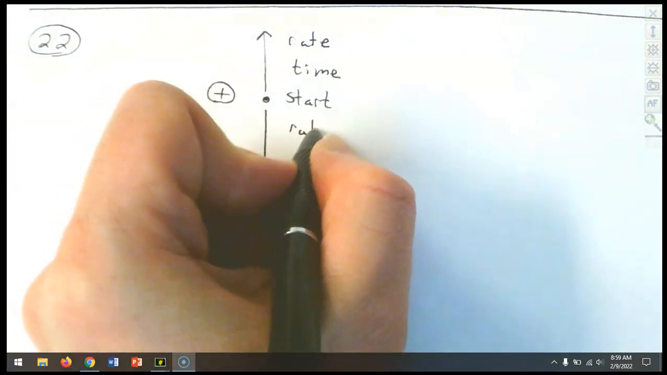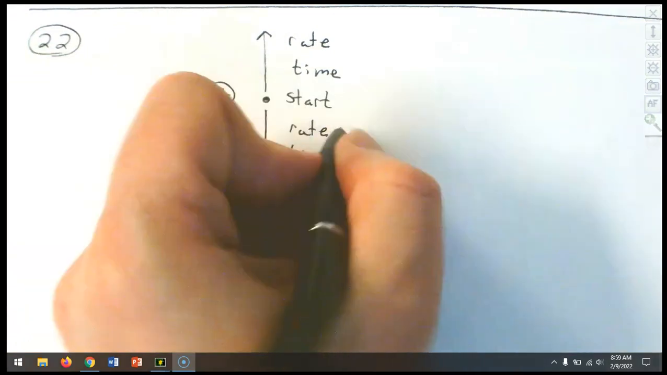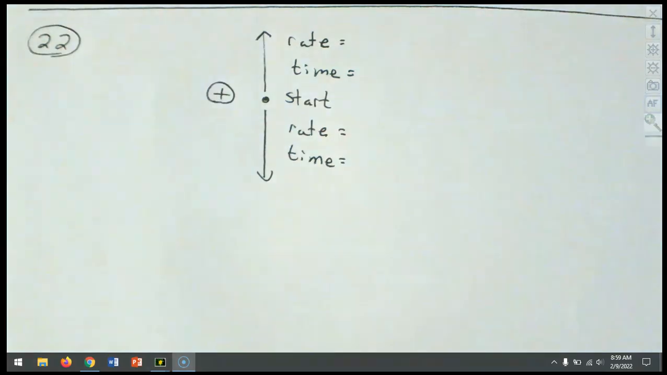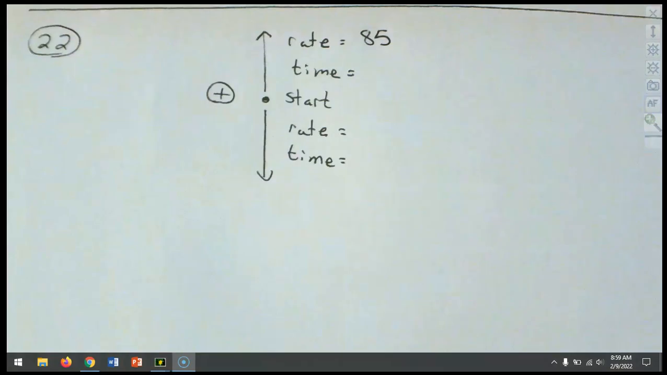Right, so let's go ahead and fill this in for each one. So what do we know first off? Well, we've got a train that's going north, and this train is going at 85 kilometers per hour. And do we know the time of the train going north? No, it doesn't tell us at all, does it? It doesn't give us any times at all.